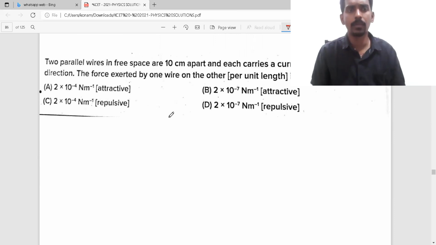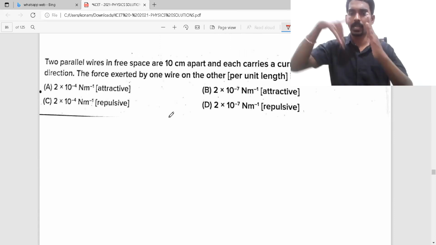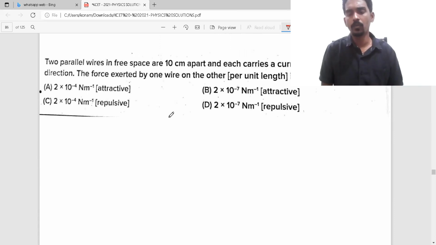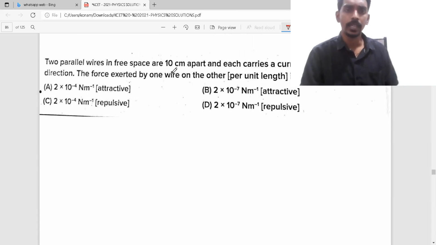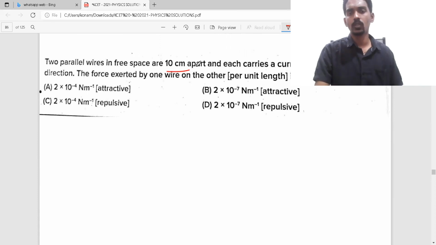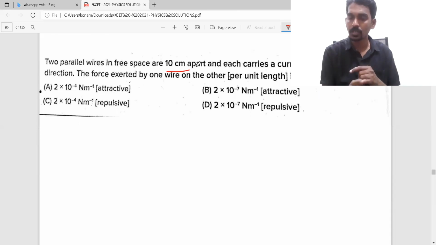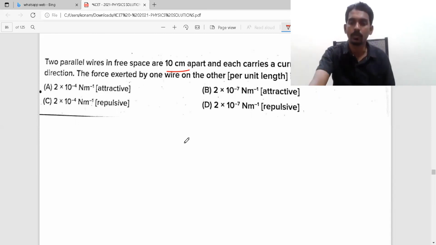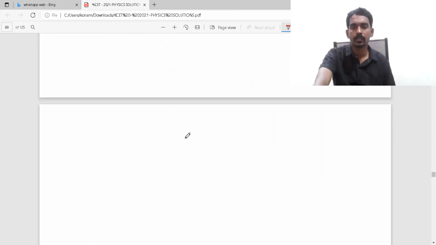Now this is direct formula based. Two parallel wires: parallel currents attract each other, anti-parallel currents repel each other. The force formula is mu naught I1 I2 by 2 pi d. They have given currents I1 and I2 the same, and d as 10 centimeter. The only thing you should take care of is conversion, otherwise you will get the answer wrong, because they have given 10 power minus 7, 10 power minus 4. Also, attractive and repulsive both are there. You should know the concept and do the proper conversion, then only you can get it 100% perfect. So here I have taken it and done it.